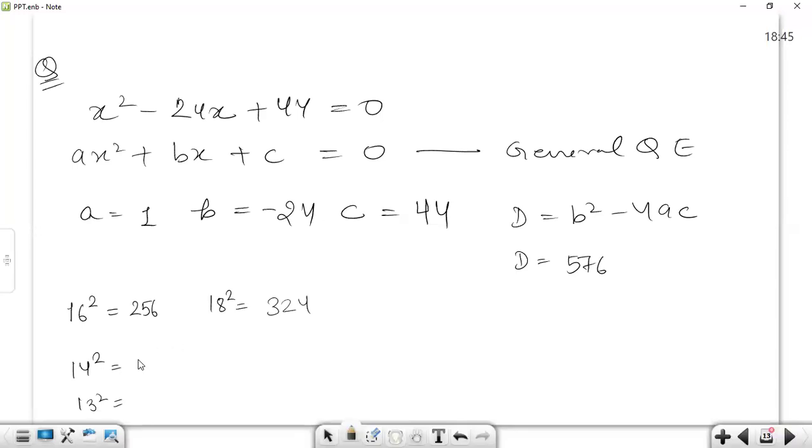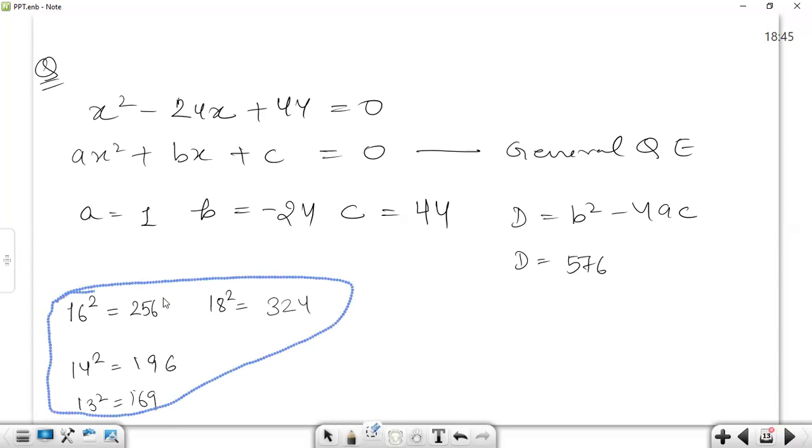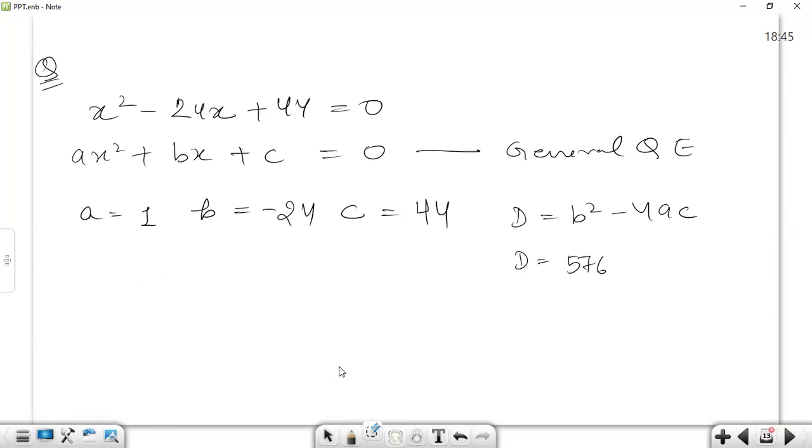What is 14 square? First tell me this. 196. What is 13 square? 169. Good. Please remember all the squares and cubes till 20 and squares till 25.